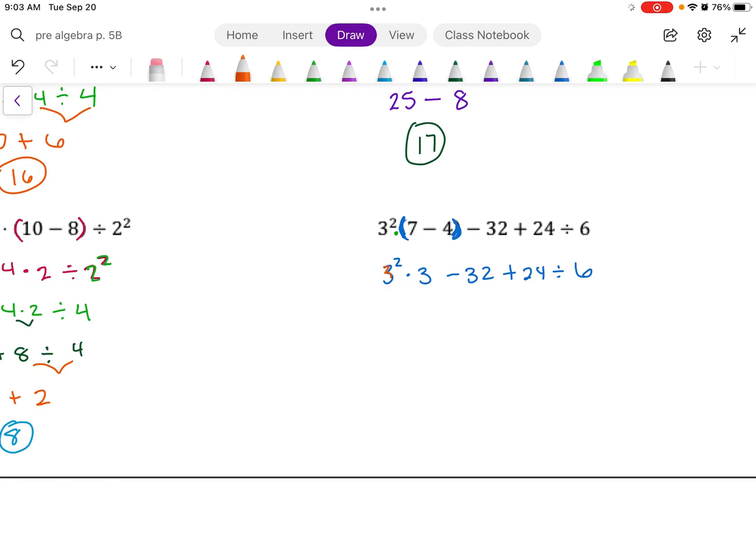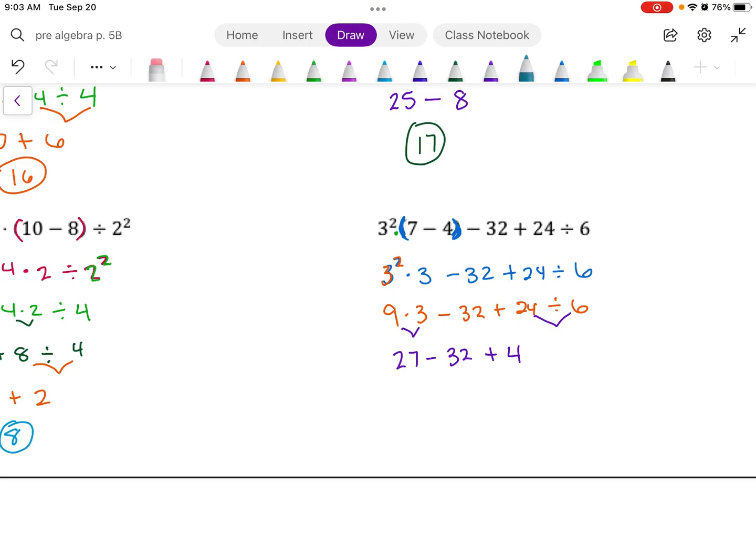So we did our parentheses, now we look for exponents. And I see we have 3 squared. Well, remember that 3 squared means 3 times 3, which is 9. So we have 9 times 3 minus 32 plus 24 divided by 6. So we did our parentheses, we did our exponents, now we do multiplication division from left to right. So 9 times 3 is 27 minus 32, and then 24 divided by 6 would be 4.